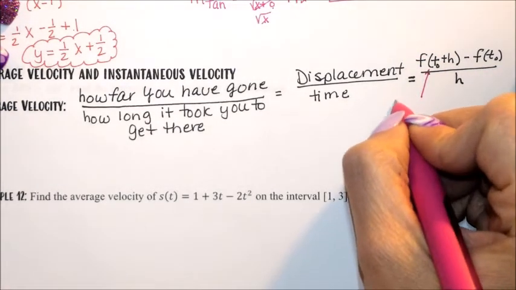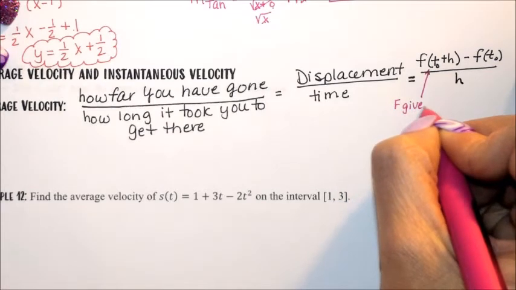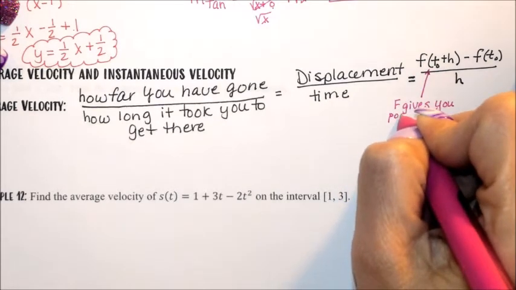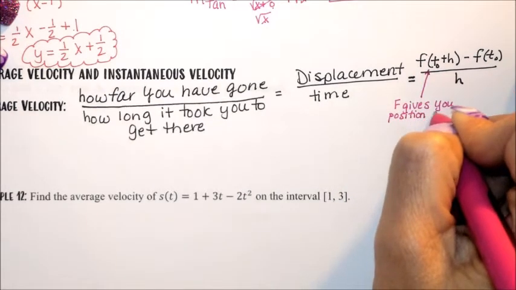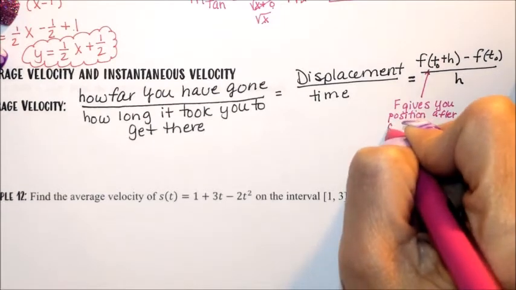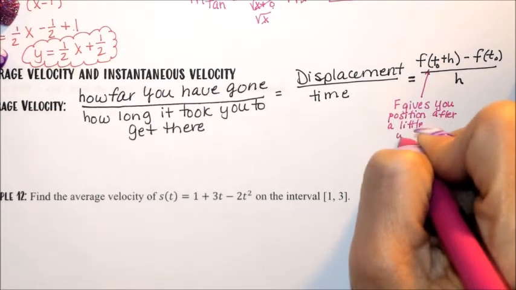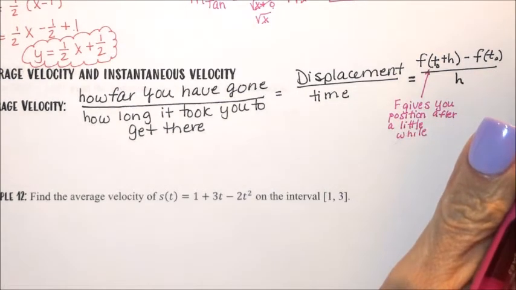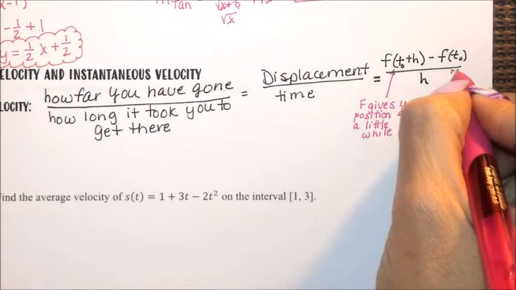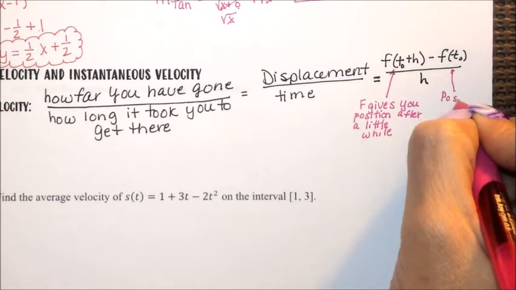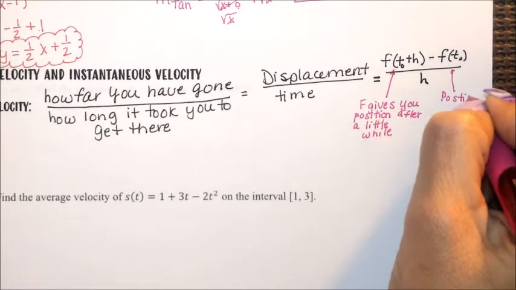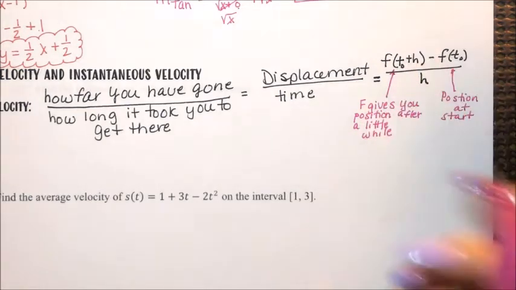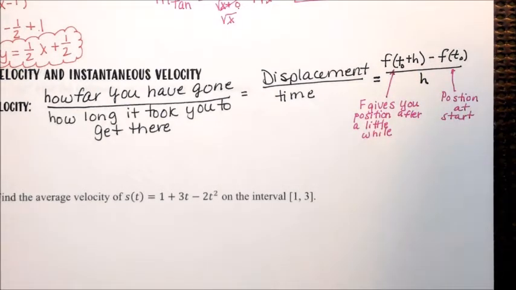So let's write f gives you position after a little while. And f of t naught, that's the position where you're starting from, right? This is where you started. I'll say, well, I probably should have said starting position, but I'm going to say position at start, because I already started writing that. And h is our time. Time traveled.